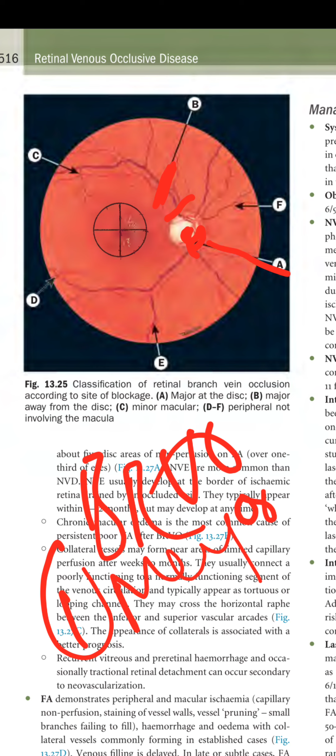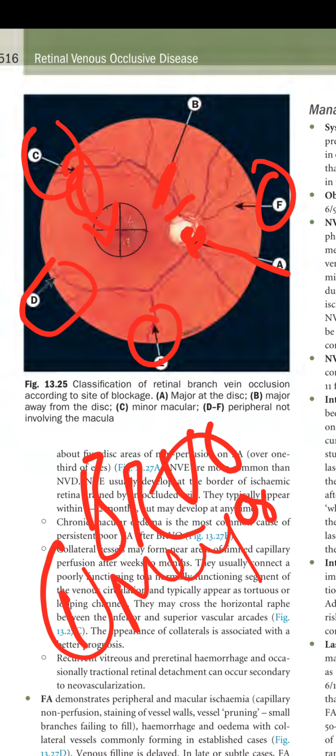C is showing a minor macular. So, this vessel is being involved, which is supplying the macula. When this is involved, it shows a minor macular lesion. And D to F is showing the peripheral, not involving the macula.